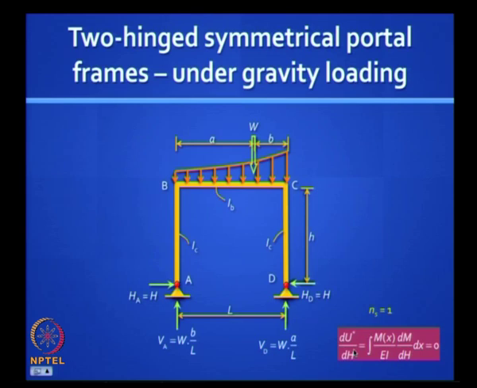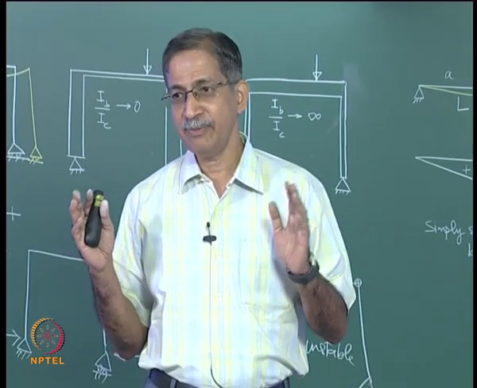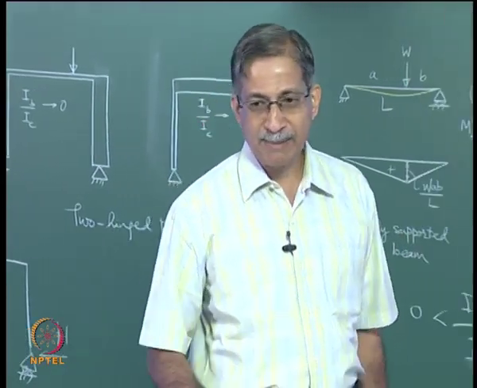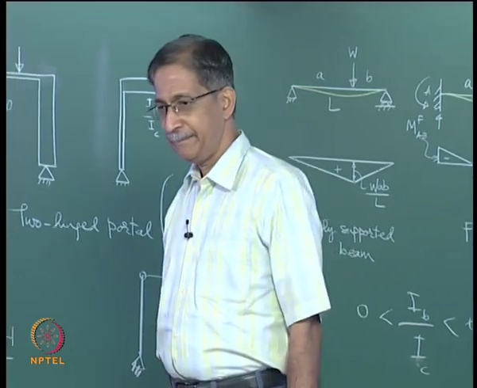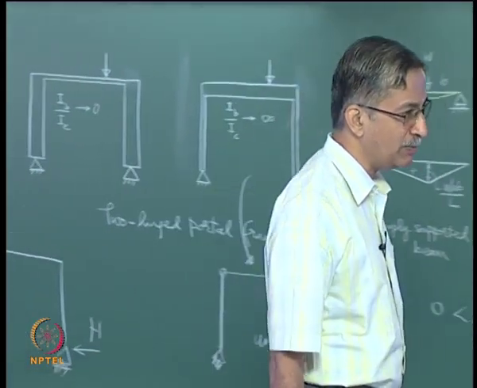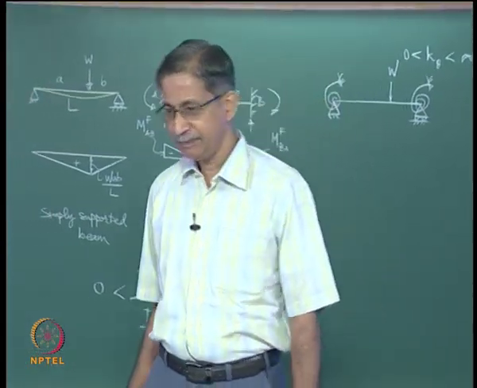Now what is M? You have to integrate over the full length of the frame. So you have to integrate separately for the 2 columns and for the beam. Will you try that and give me an expression for capital H? A generalized expression which accounts for IB, IC variations.